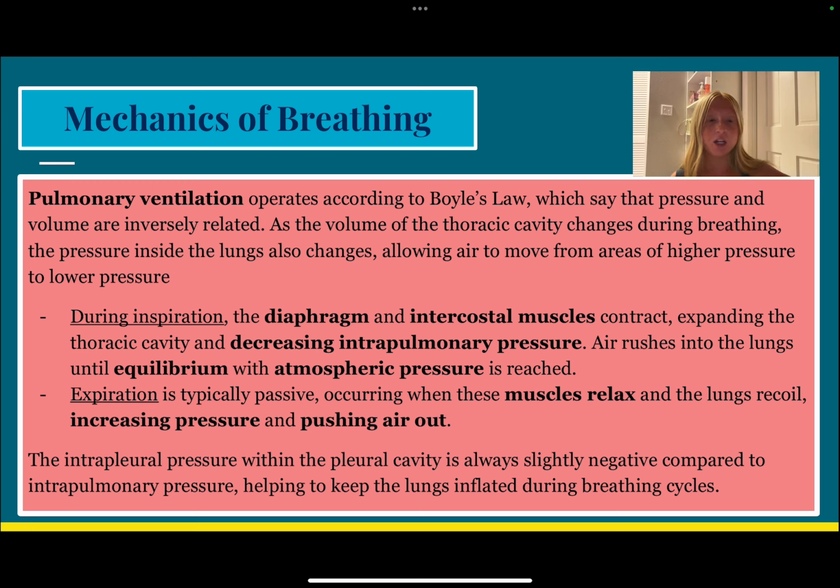During inspiration, the diaphragm and intercostal muscles contract, which expands the thoracic cavity and decreases the intrapulmonary pressure. Air rushes into the lungs until equilibrium with atmospheric pressure is reached. Expiration is passive and only occurs when these muscles relax and lungs recoil. This increases the pressure and pushes air out.